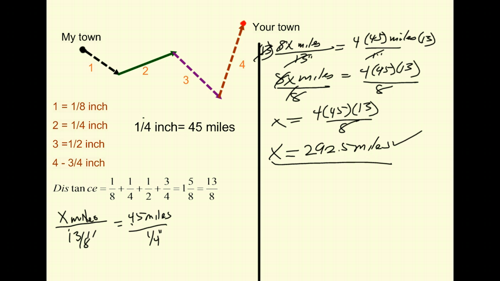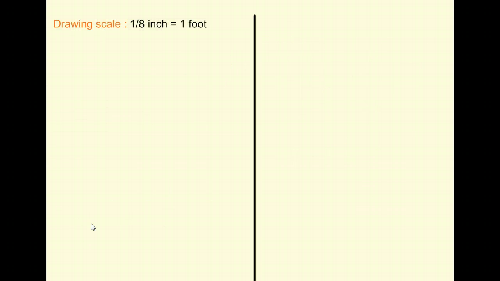Okay, let's talk about scale drawings. When engineers and architects build buildings and cars and gadgets, they take these gadgets and buildings and boats and cars and whatever, and they draw them on blueprints. And they can't draw an 18-story building on a piece of paper. So what they have to do is scale that building down, or scale the car down, or scale the boat down.